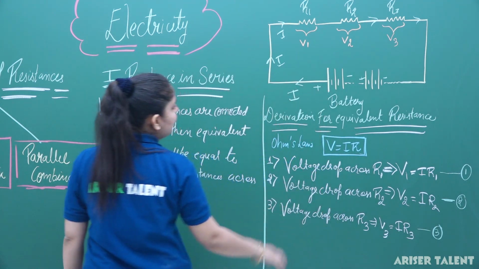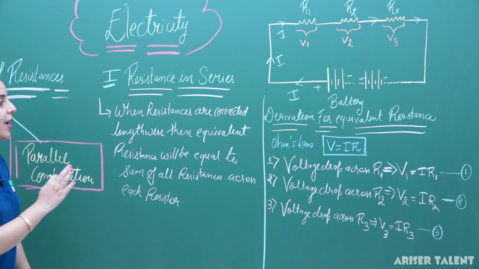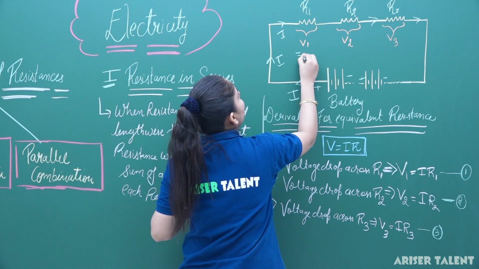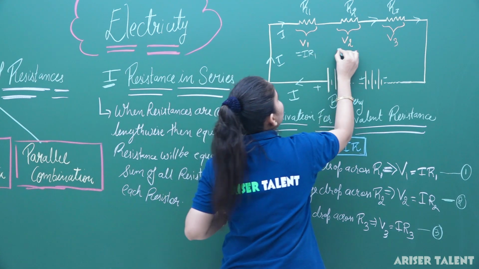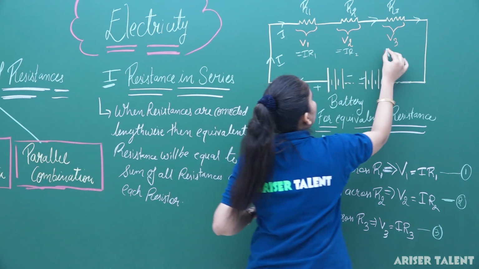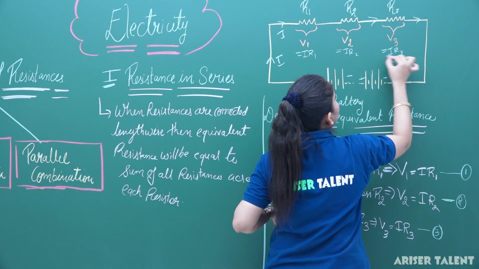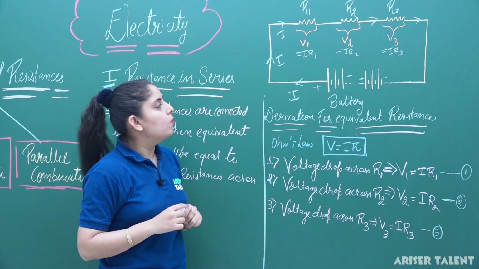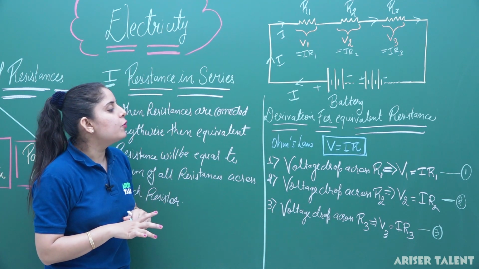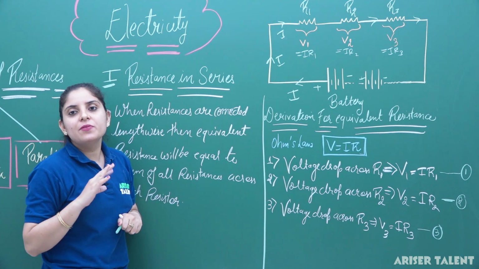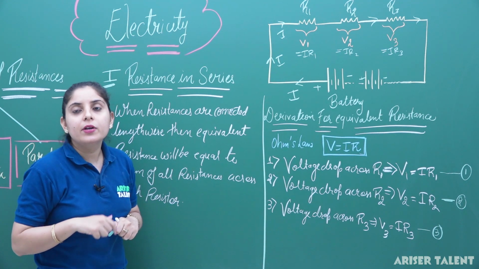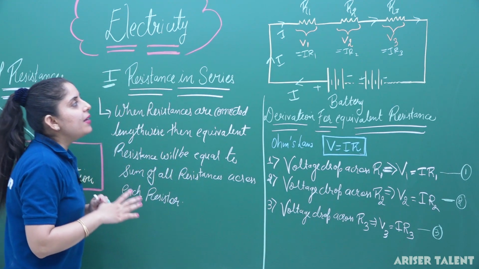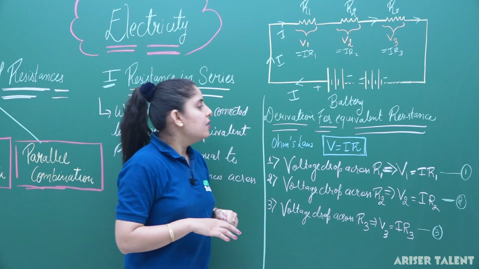So, these are the 3 equations of the resistances we are getting here: the voltage drop V1 will be equal to IR1, this voltage drop will be equal to IR2, and this voltage drop will be equal to IR3. So, these are the 3 drops in case of the series combination we have. Now, what we have to calculate? We know that the voltage will be different in all these cases, but the value of the current will remain same throughout. And we have to calculate the equivalent resistance in all these cases.